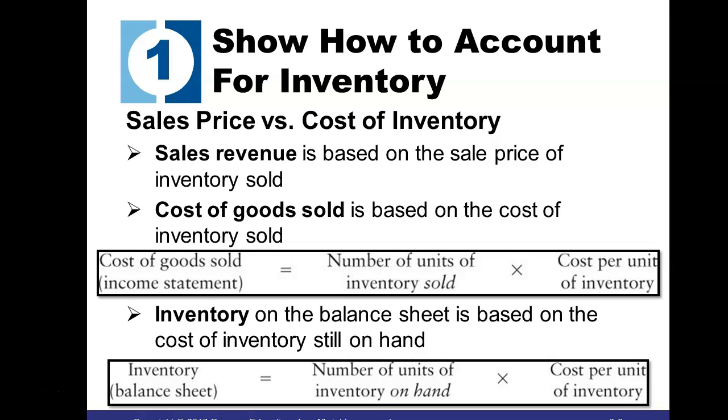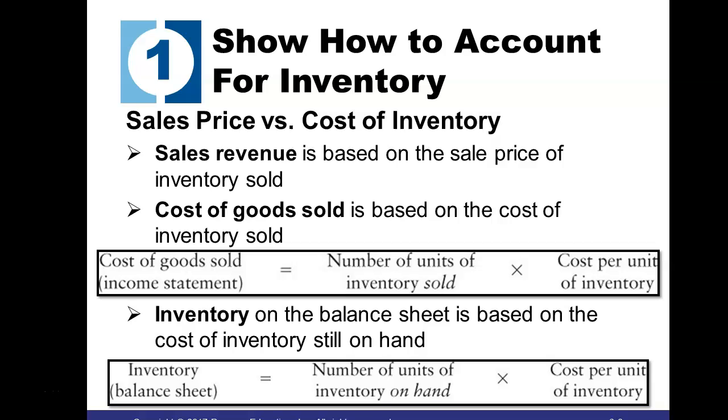So price versus cost. Sales revenue is based on the sales price of the inventory. How much are you selling it for? That's going to be your revenue. And the cost of goods sold is going to be based on the cost. How much did that inventory cost you? Inventory in the balance sheet is based on the cost of inventory on hand. And that's important as well. Why?